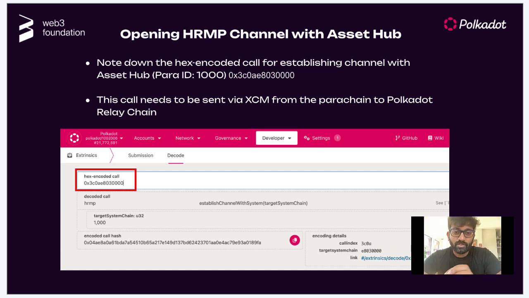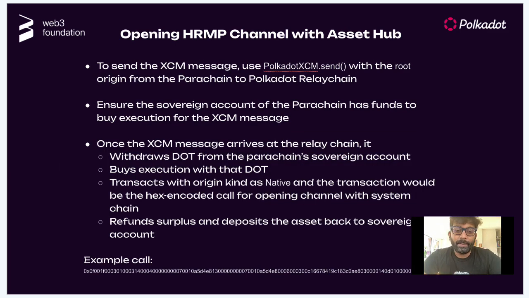Okay, so the call here is, you're going to the HRMP pallet, and then you are trying to establish channel with system, and the parachain ID of Asset Hub is 1000. So that's what we mentioned here, so that our target system chain's ID is 1000. Now this call has to be sent from the parachain to the Polkadot relay chain for execution. So let's see the steps that we have to go through to do that.